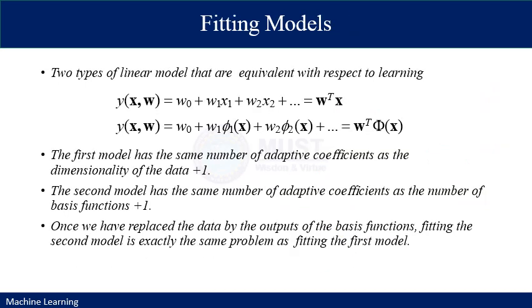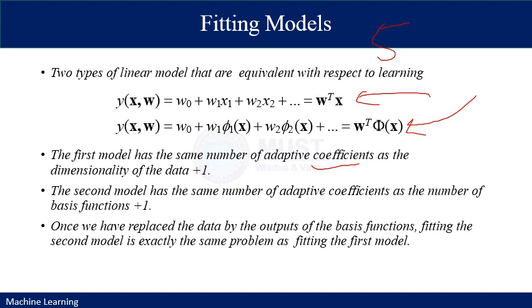So there are two types of linear models that are equivalent with respect to learning. First we specified the linear model, which was W transpose X, and then we have a more complex model which consisted of the feature map, W transpose feature map of these input attributes. The first model has the same number of adaptive coefficients, or weights, as the dimensionality of the data. For example, if we have the training example of Johnny liking the pie, if you recall, we have 5 attributes, or 5 dimensional data.